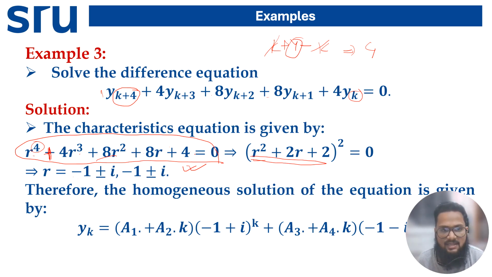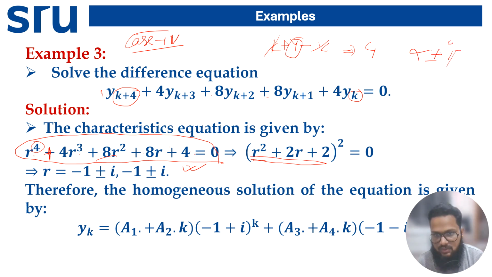So definitely it is coming under case 4. I have not discussed case 3 here. You can take any example for case 3, or later we will discuss case 3 also. So here it is under case 4. What is case 4? Complex conjugate roots and repeated. So if you compare, you are getting alpha plus minus i beta twice. Alpha is nothing but minus 1 here, beta is nothing but plus 1 here.